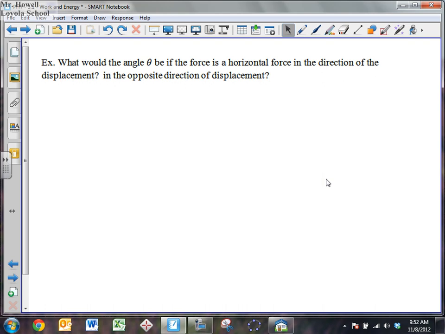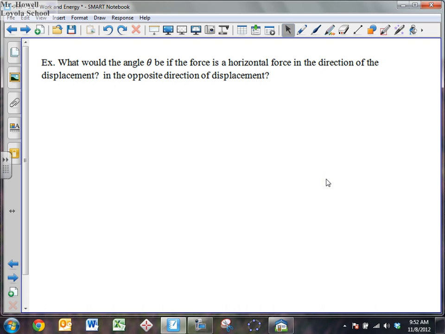So we have two questions here. First, what would the angle theta be if the force is a horizontal force in the direction of the displacement? Horizontal, so no longer at an angle. Or what about if the force is in the opposite direction of displacement?